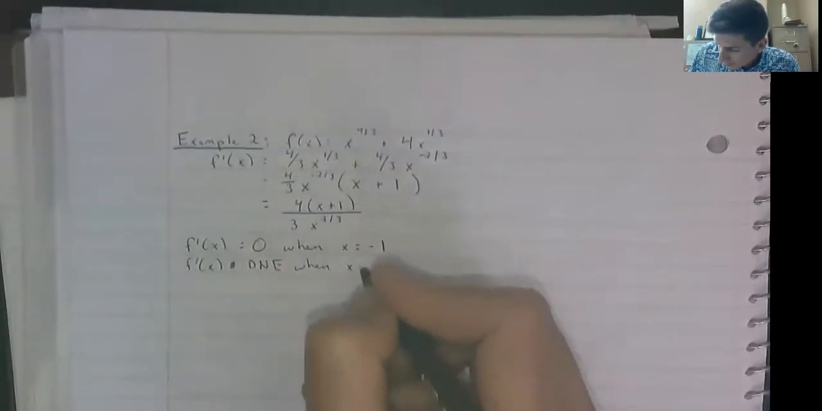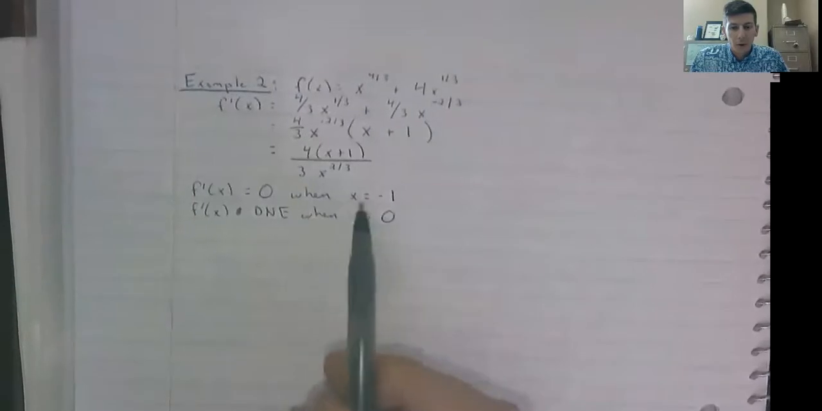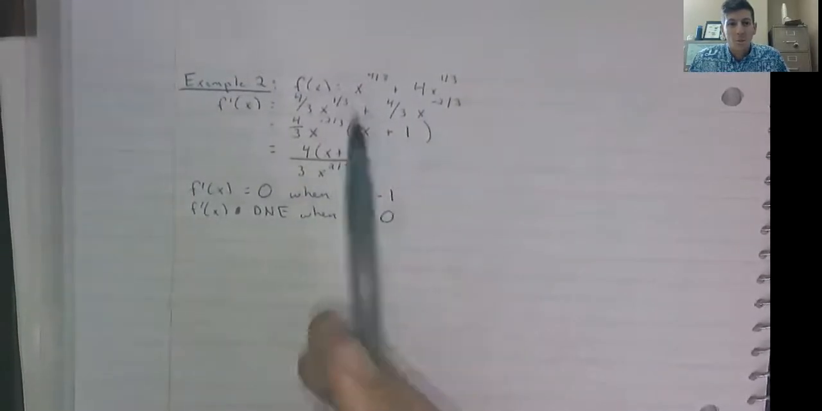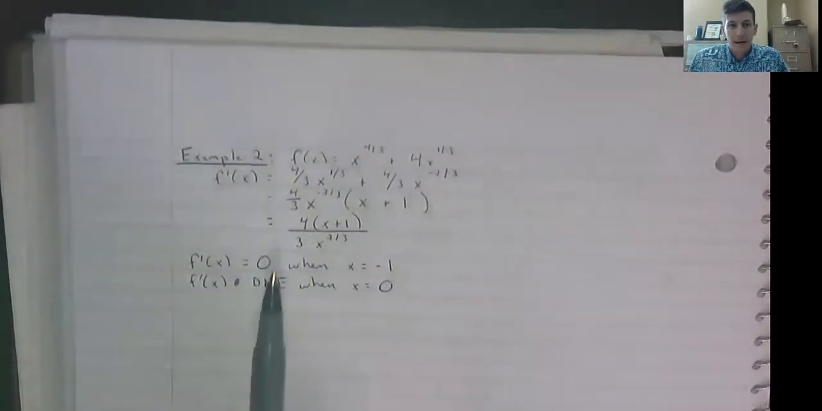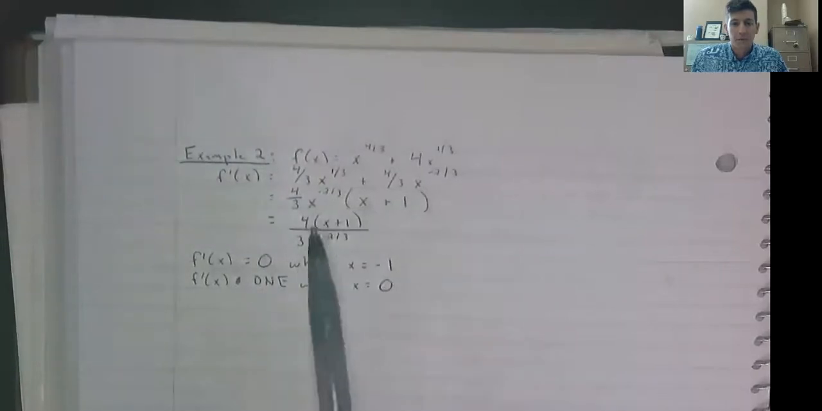So f prime of x does not exist when x equals 0. And now here's a critical question that you need to pause and not get too excited. Are both -1 and 0 in the domain of f? Because that is one of the conditions of being a potential max or min. You have to actually exist on our function.